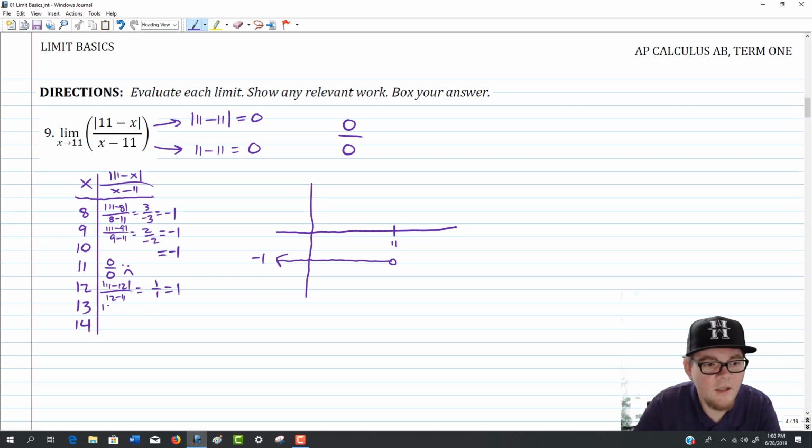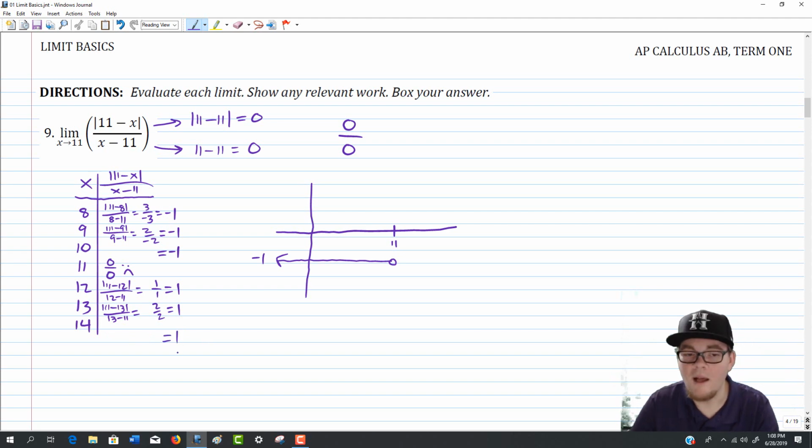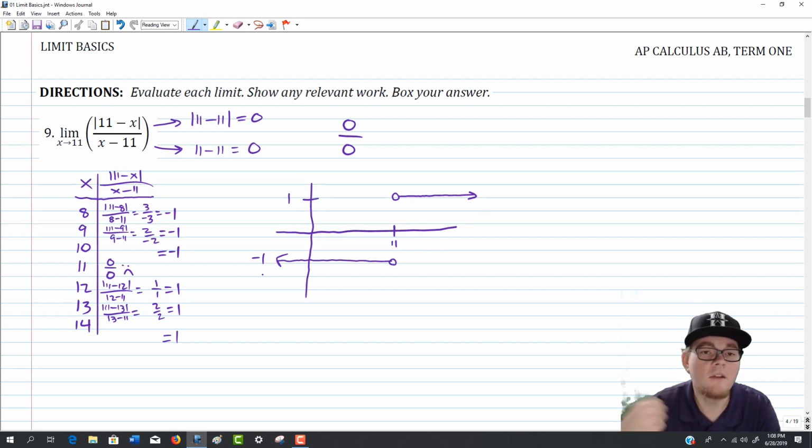If we plug in 13, we get the absolute value of 11 minus 13 over 13 minus 11, which is equal to 2 over 2, otherwise known as 1. And if you go through and evaluate the same thing at 14, you're also going to get positive 1, which means to the right of 11, we don't have negative 1 any longer, we have positive 1. So in this case, we now have positive 1 as our value, whereas down below, for those smaller values, we seem to be moving towards or always equal to negative 1.